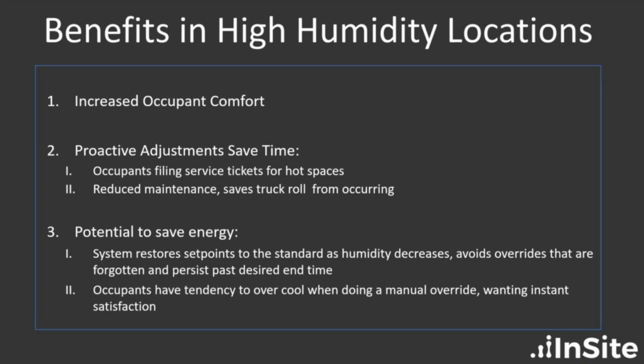So the system will restore the set points to the standard as humidity decreases. This avoids overrides that are forgotten about or persist past the desired end time. In addition, occupants have the tendency to overcool a space when doing a manual override, making a 4 or 5 degree adjustment where a 2-degree adjustment might suffice. So this increases the precision of those adjustments.